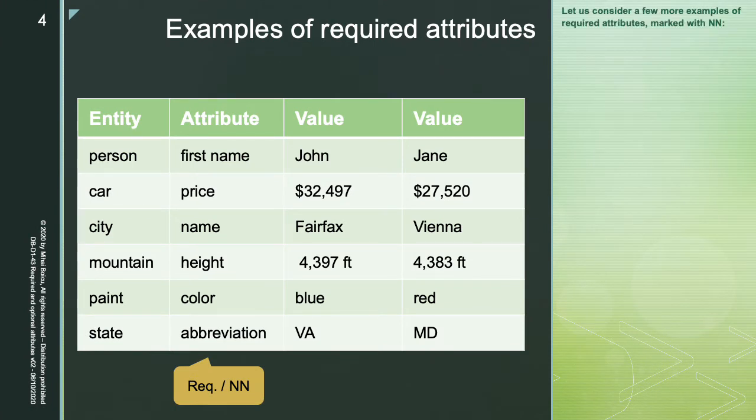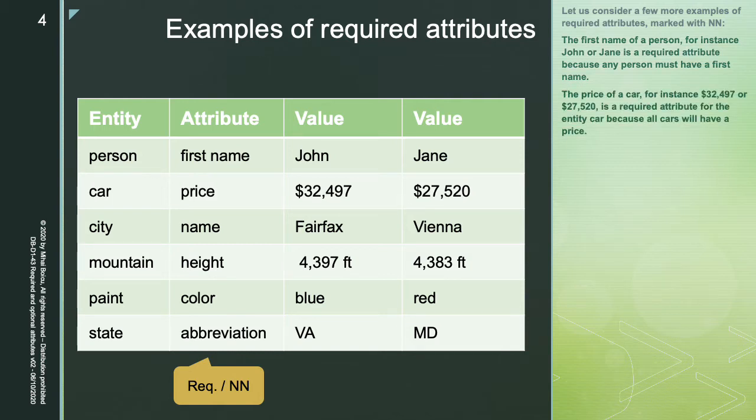Let us consider a few more examples of required attributes marked with REC or NN. The first name of a person, for instance John or Jane, is a required attribute because any person must have a first name. The price of a car, for instance 32,497 or 27,520, is a required attribute for the entity car because all cars will have a price. The name of a city, for instance Fairfax or Vienna, is a required attribute for the entity city because a given city always has a name.